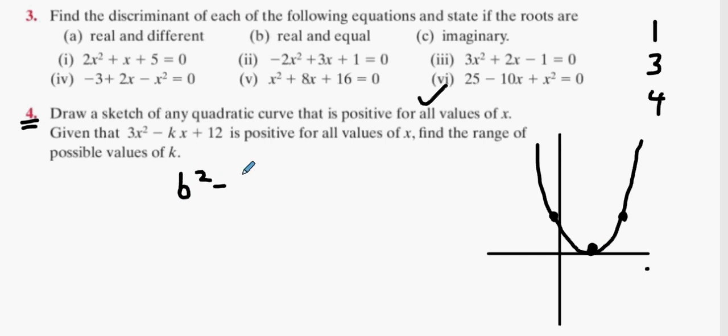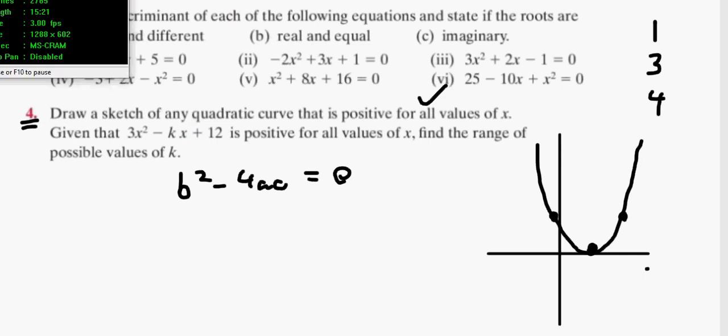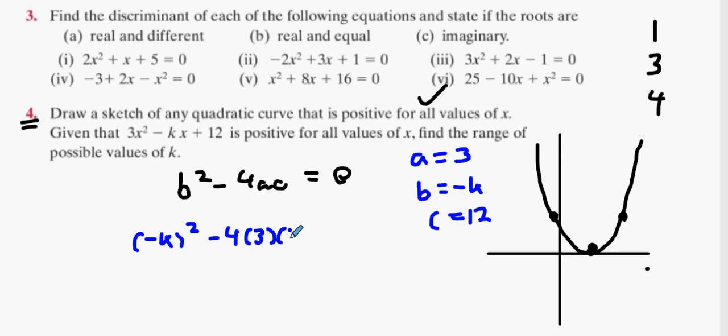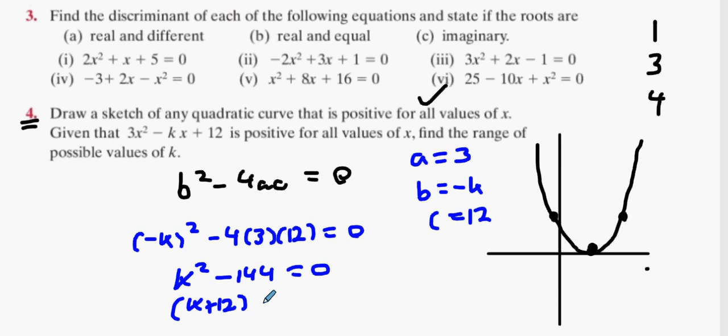b squared minus 4ac equals 0. Off you go. Put in a, b, and c and solve it, because it's not allowed to go negative. So a is 3, b is minus k, c is 12. So we get minus k squared minus 4 times 3 times 12. Do we get k squared minus 144? What do you get from that? k plus 12 and k minus 12.